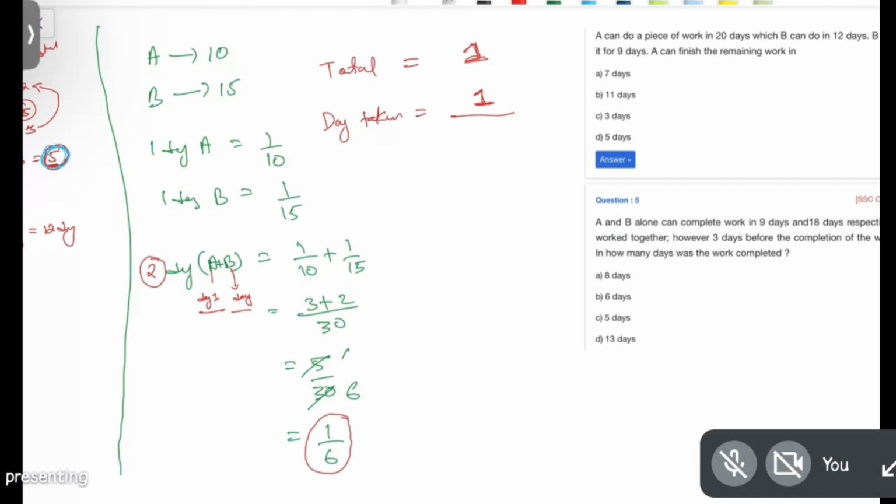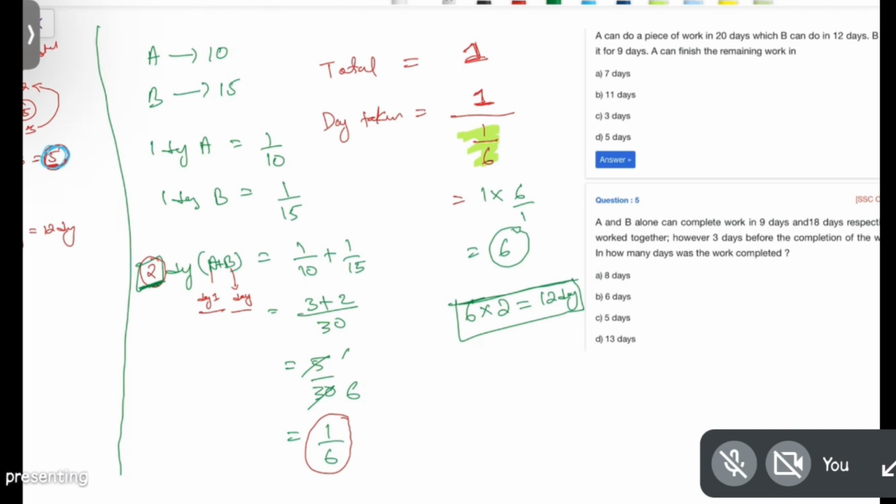That means in 2 days they are doing 1 by 6, which means they will take, we have a fraction in the denominator, which means I need to write it in the numerator, which means 1 into 6 by 1, which simply means 6. This 6, the answer that we are seeing now, is about 2 days, A and B together. So I'll need to multiply this 6 by 2, because we are talking about 2 days each, so my answer is 12 days. This is what I have.